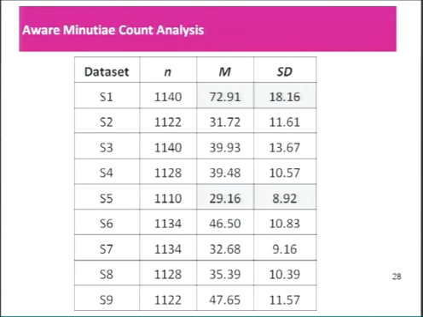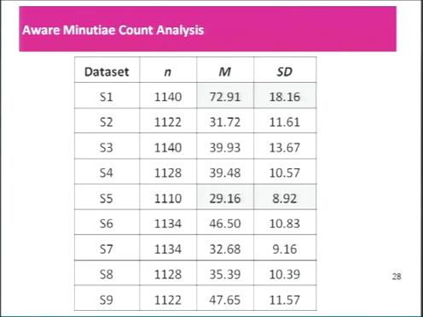Here I have the minutia count tabulated. You can see data set S1 had an average minutia count of 72, and data set S5 had the lowest minutia count, which was 29.16. So here itself, you can notice quite a range in the differences in minutia count for data sets that were collected from the very same individual, but the only difference was that they were collected on different sensors.